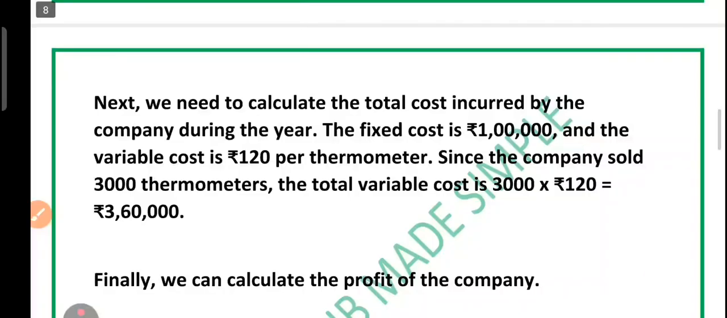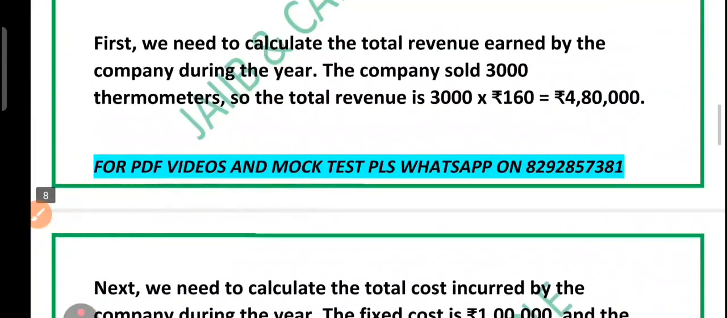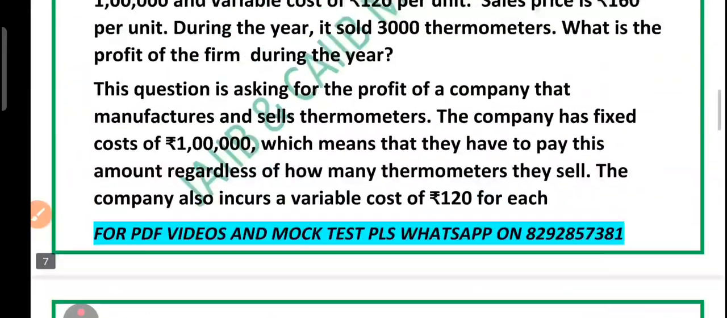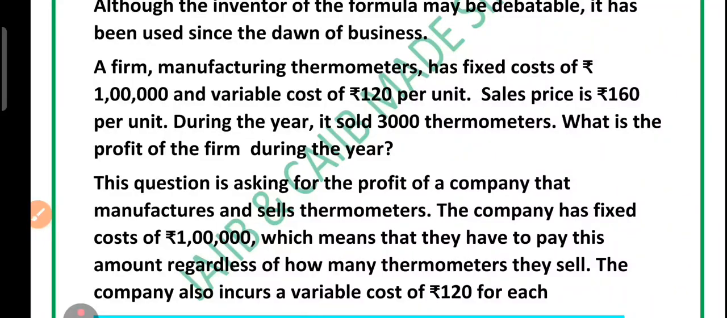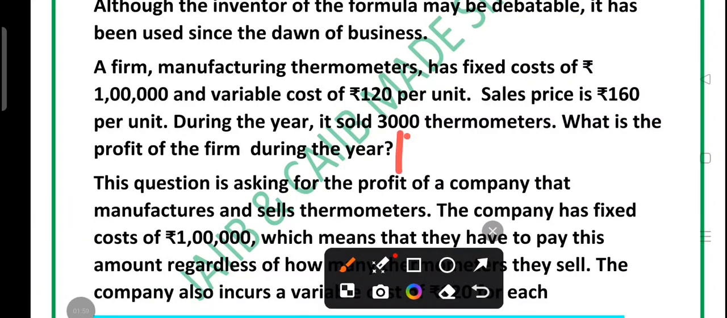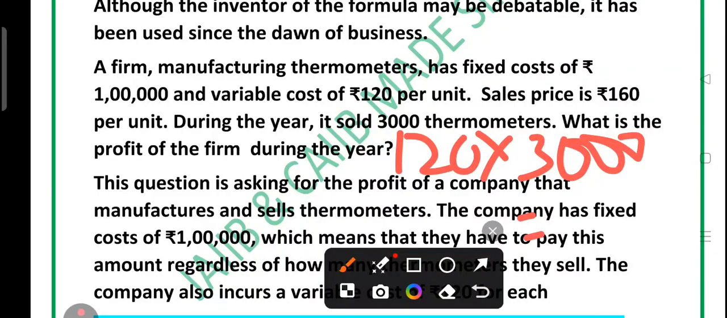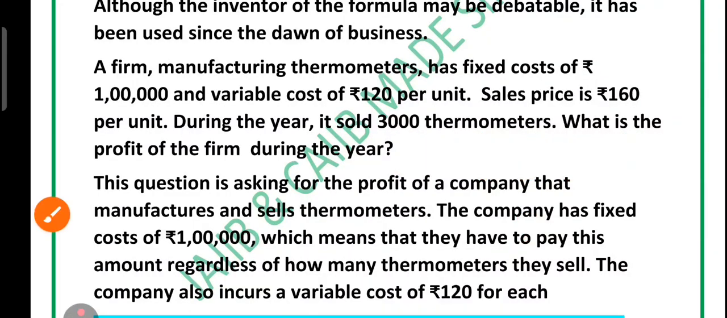Now let's calculate the variable cost. So variable cost is how much? See, variable cost per unit they have given is 120 rupees and 3000 thermometers they have sold. So just multiply 120 with 3000. To find the total variable cost, just write 120 rupees per unit multiplied by 3000. That would give you 3,60,000. That is our variable cost, right? So now we know the variable cost. Now we know the total sale.